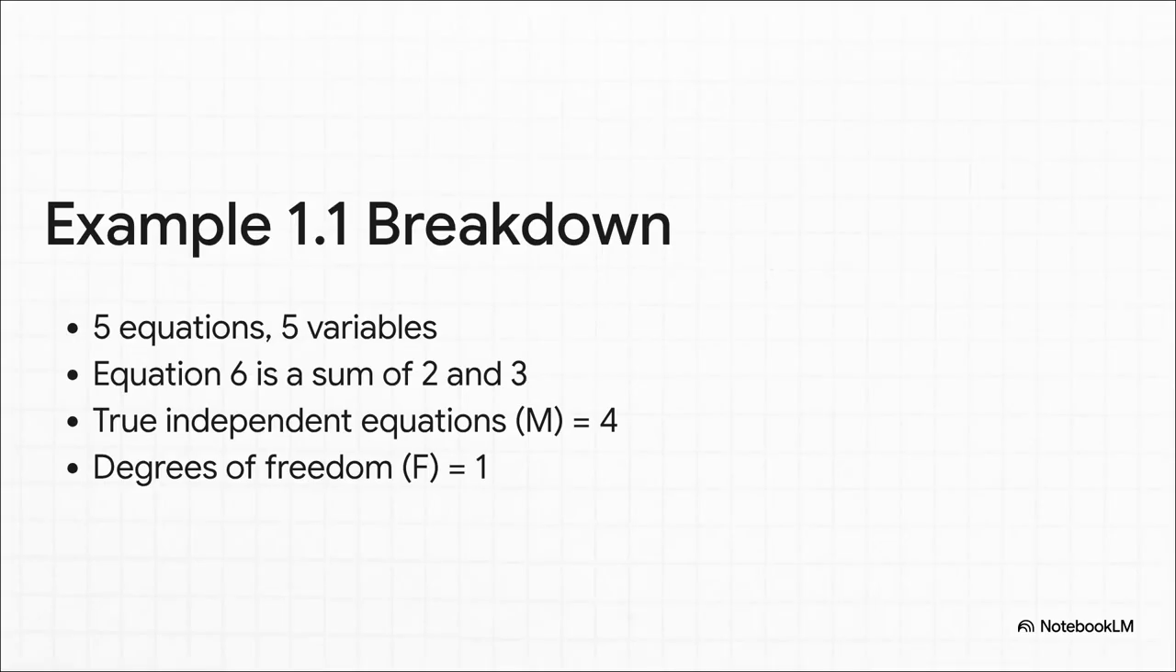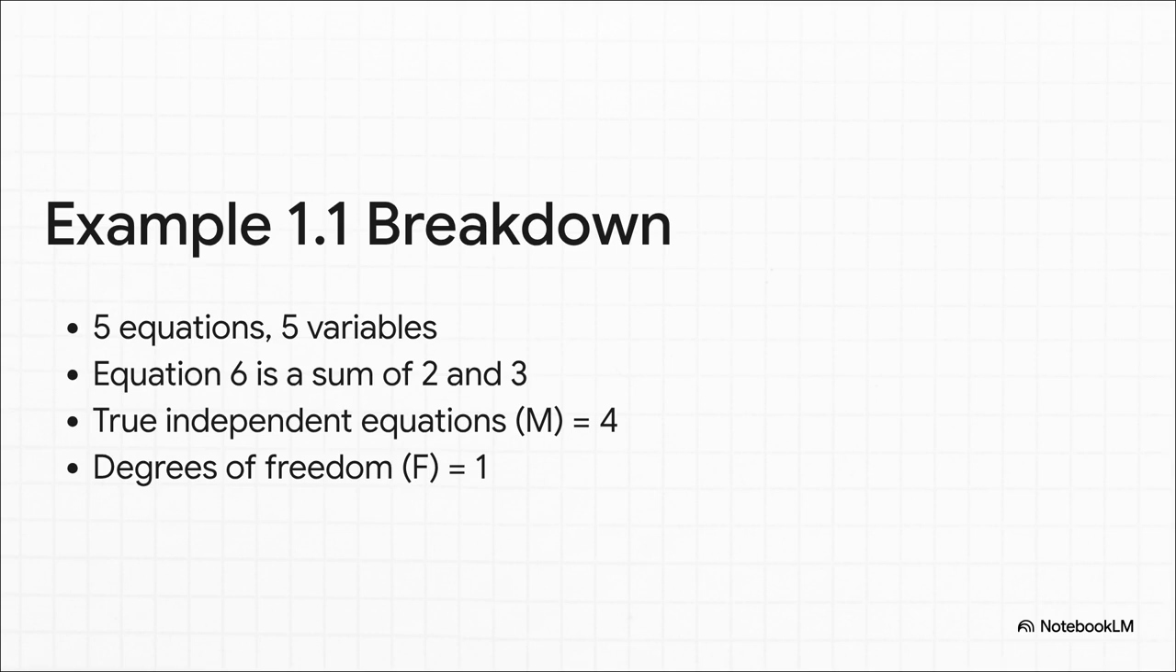Let's look at example 1.1 straight from the text to see how this can be a little bit sneaky. Imagine a system with 5 equations and 5 variables. At first glance, N is 5, M is 5. 5 minus 5 is 0. You might immediately think, boom, case 2, no optimization possible.